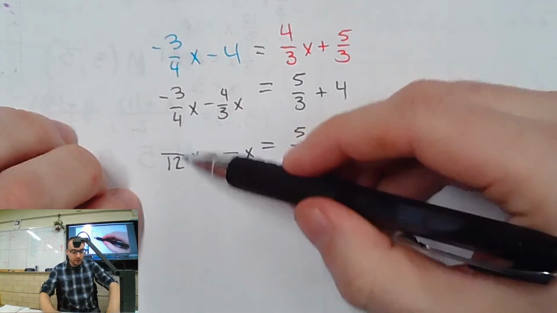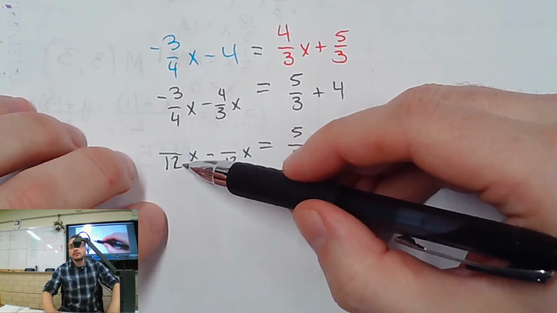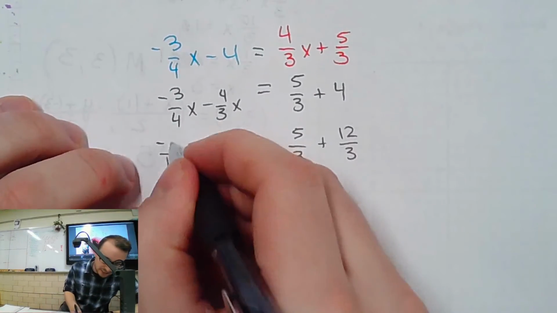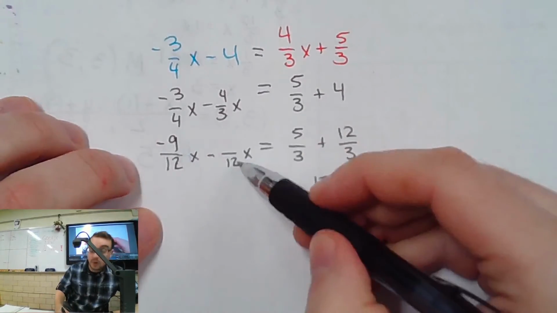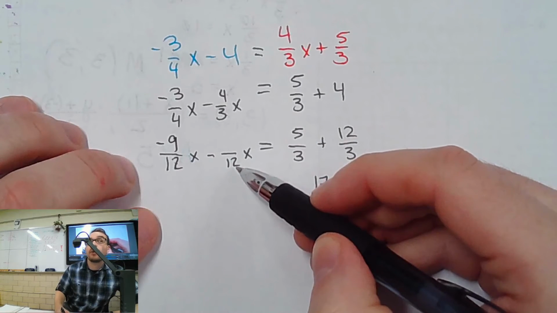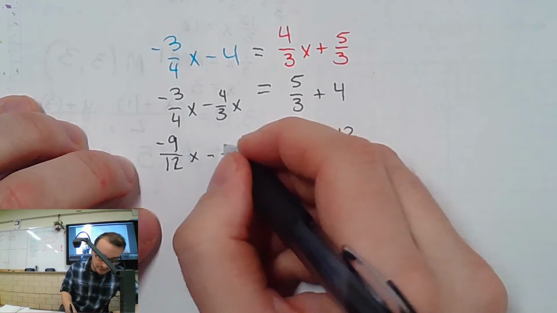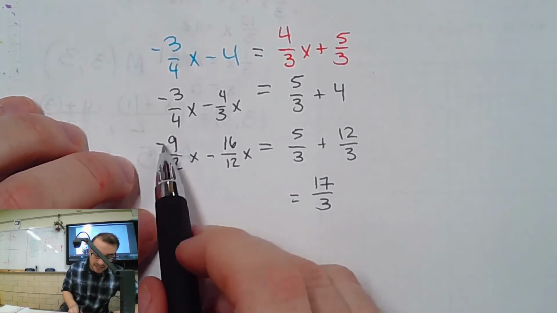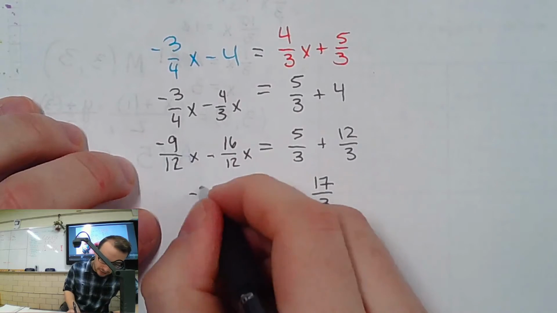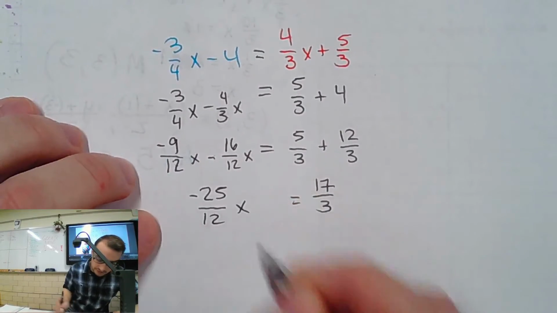How did I make the 4 into a 12? I multiply by 3. So I multiply the top by 3. I get negative 9. How did I make the 3 a 12? Times 4. I multiplied by 4. Don't goof that up. So I multiply the top by 4. I get negative 16. Negative 9 minus 16 is negative 25 over 12x.